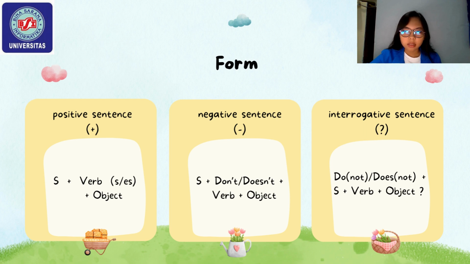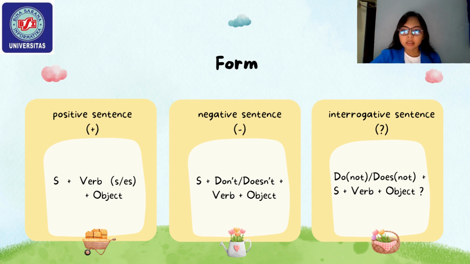The second is a negative sentence. The form used for a negative sentence is subject, don't or doesn't plus verb plus object. Don't is used for the subjects I, you, they, we, while doesn't is used for the subjects she, he, it.